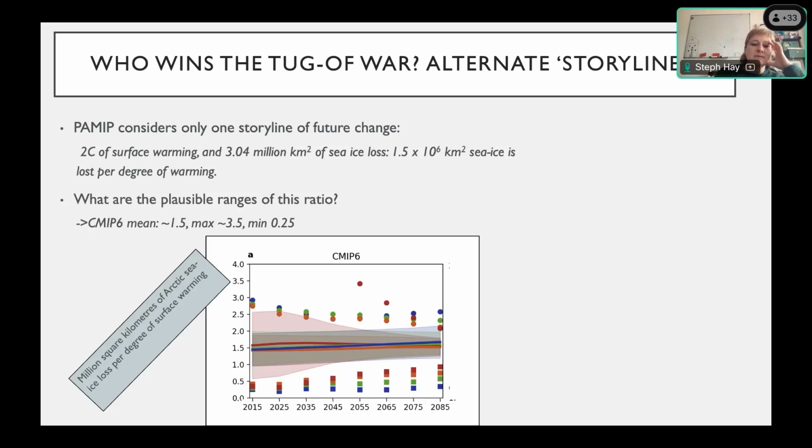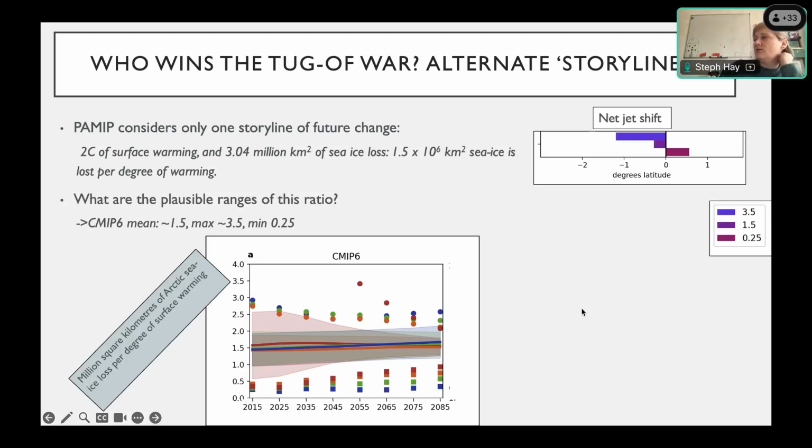If we look at CMIP6, and that's what I'm showing here, in time, the ratio of sea ice loss to global warming, the mean is 1.5 as expected. And you could have actually something as high as 3.5 times or as low as 0.25 times. And just to show you really quickly what difference that might mean, here is the net shift in the jet if you consider both sea ice loss and warming.